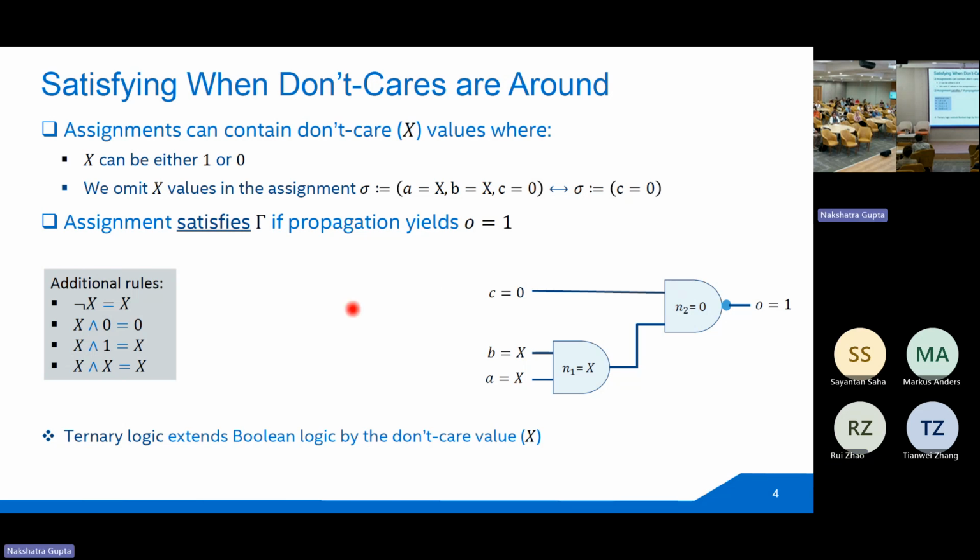So here we have the new rules for the don't care values. A negation of don't care is don't care. Don't care and 0 is 0. Don't care and 1 is don't care. And don't care and don't care is don't care.